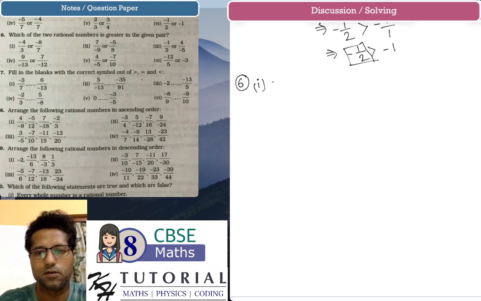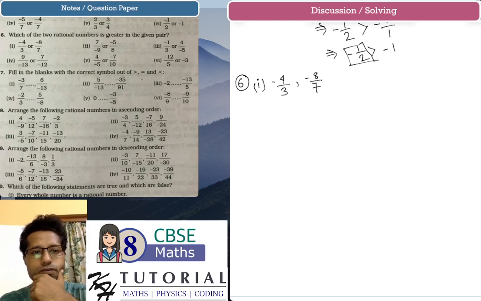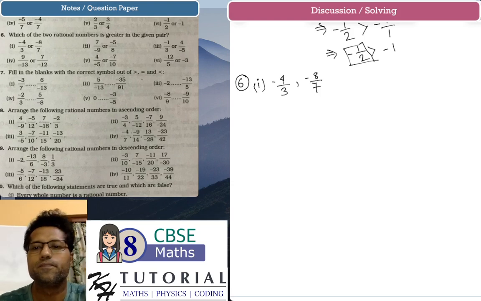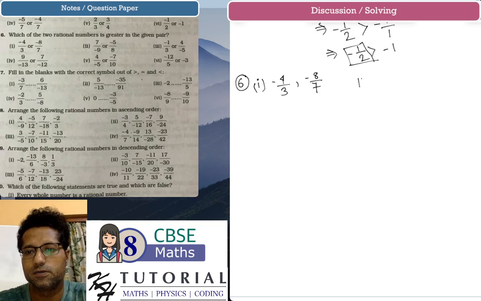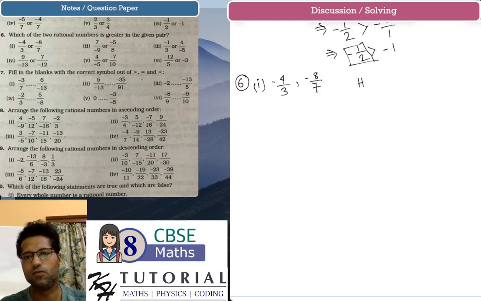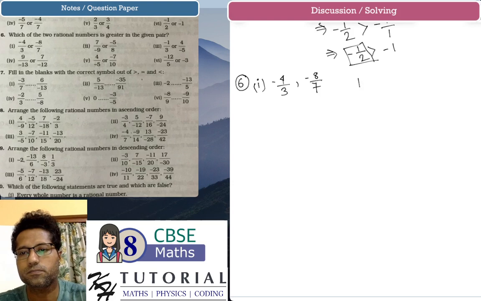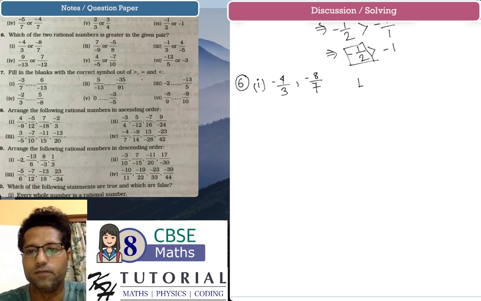Part 1 is the given pair of rational numbers: minus 4 by 3 and minus 8 by 7. Now we clearly see we are asked to find the greater rational number. Which rational number is larger or greater? Now we see that both the rational numbers are negative but the denominators are different. So first we have to convert these two rational numbers to their equivalent form so that the equivalent rational numbers will have a common denominator, the LCM of the denominators of the given rational numbers.